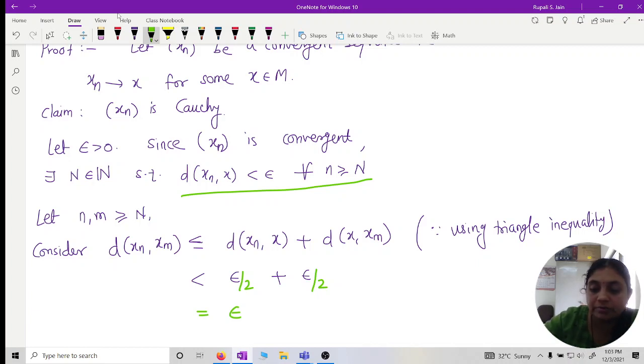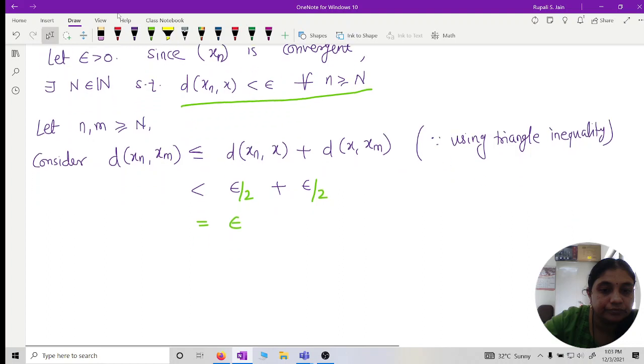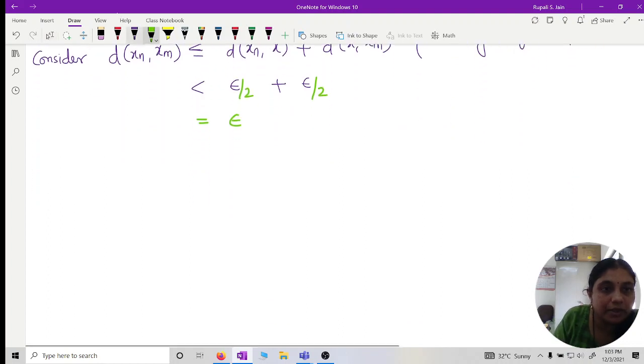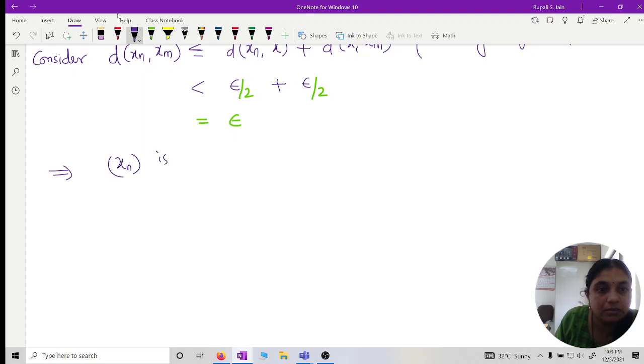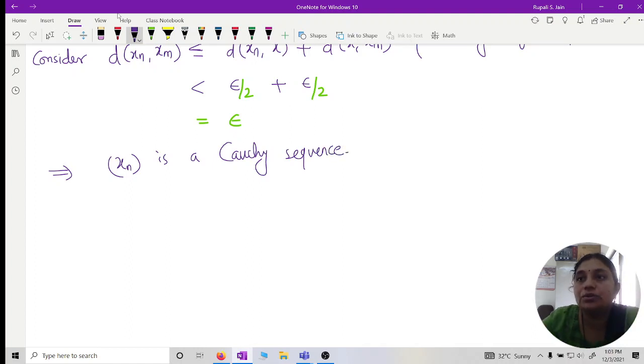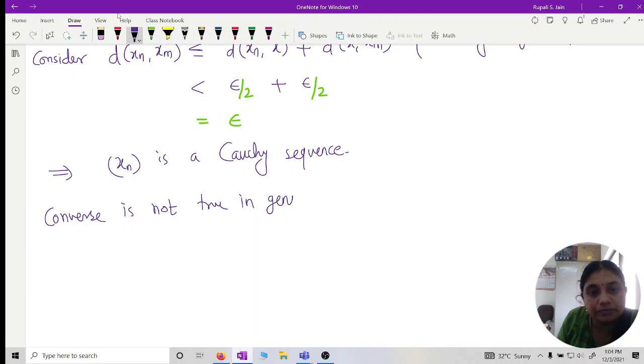So this gives me, this implies xn is a Cauchy sequence. Now I want to show the converse is not true. The converse is not true in general.